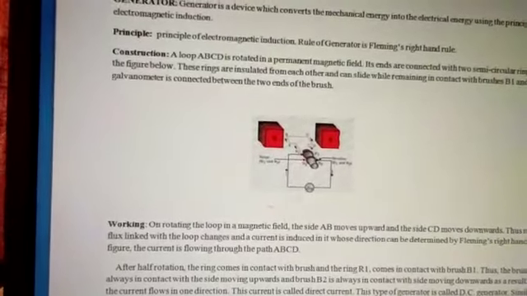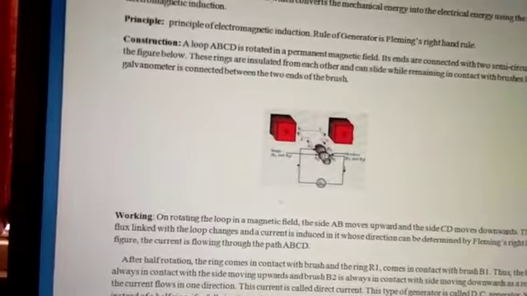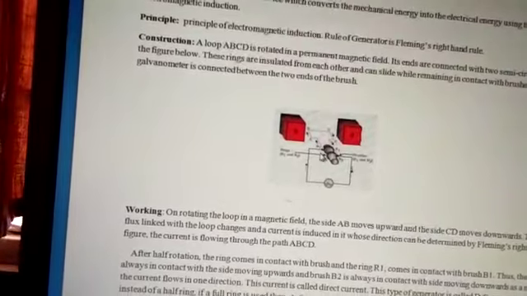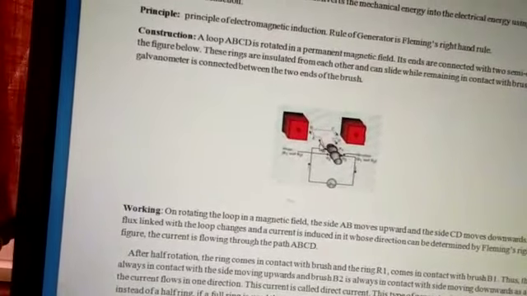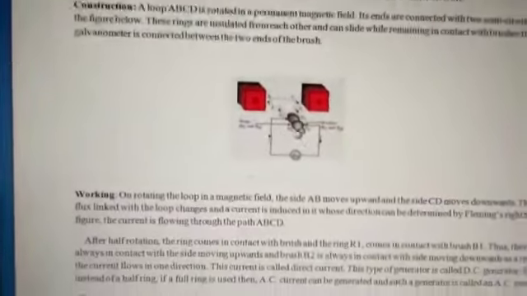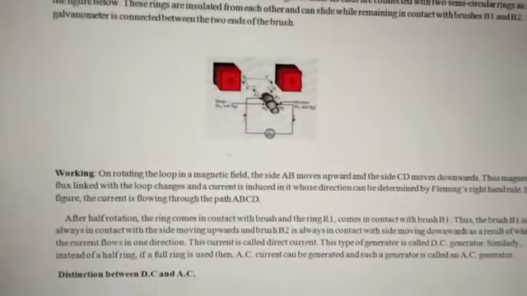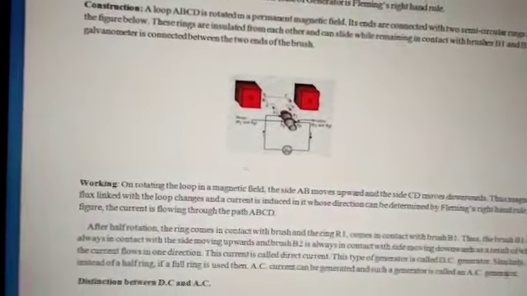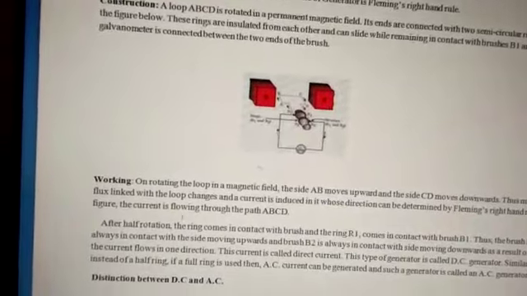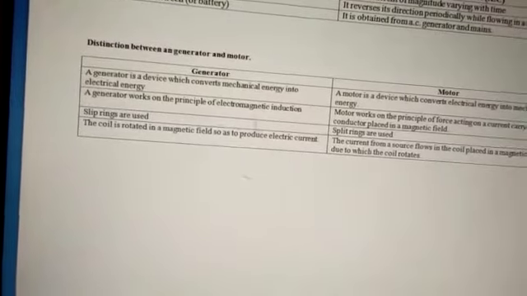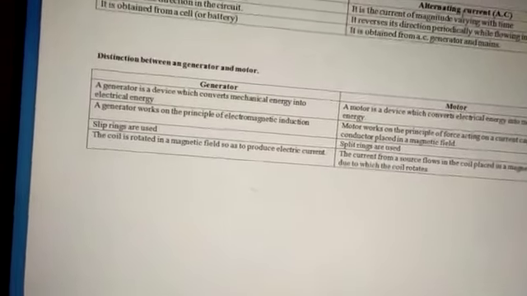Similarly, instead of a half ring, if it is a full ring, what happens to the current here? The current will flow from both sides, in this manner also or in this manner. It means clockwise as well as anti-clockwise it flows. Therefore, it is termed an AC generator, or alternate current generator, like this one. This is the working of the generator.